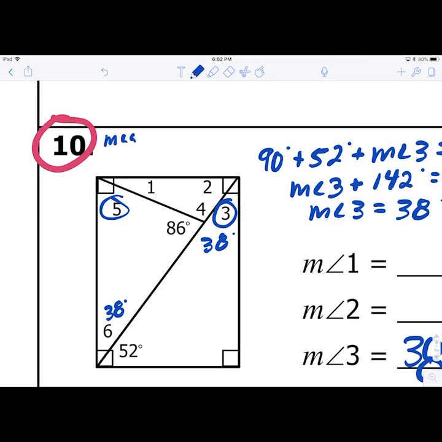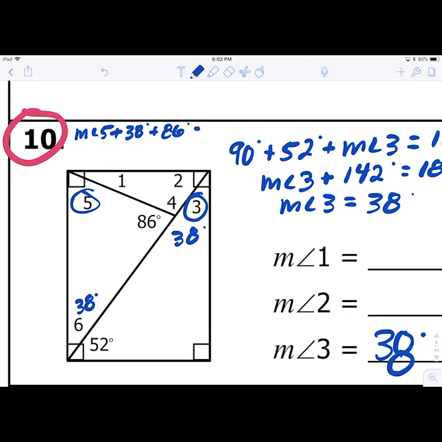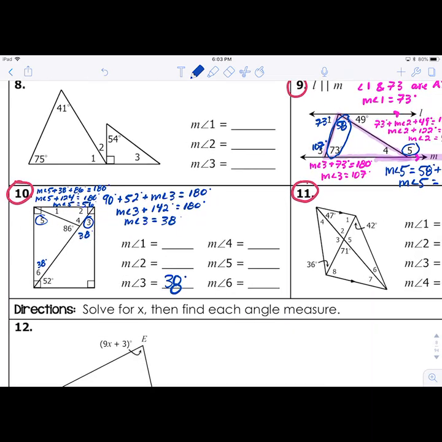We know the measure of angle 5 plus the 38 degrees plus the 86 degrees will equal 180 degrees. 38 plus 86. It's 124. Therefore, the measure of angle 5 has to equal 180 minus 124. That is 56 degrees. All right. So we got angle 6 as well. That's 38 degrees. All right.